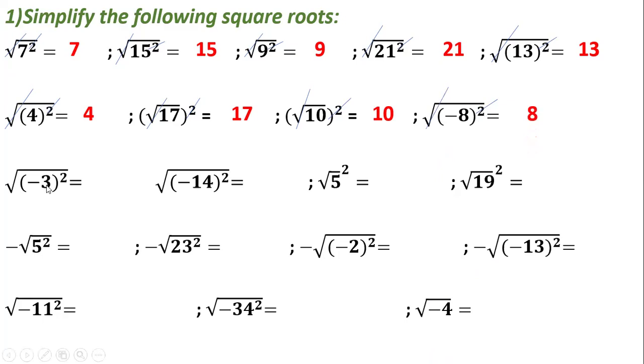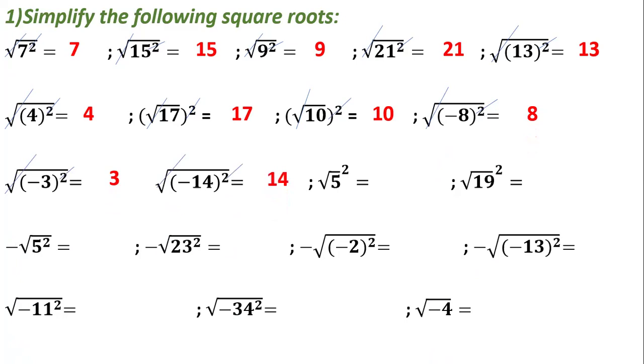This is the same example, a negative base, it becomes positive since we have a square inside. The square cancels the radical, and it comes out as a 3. Radical negative 14 squared, it's the same. The negative becomes positive, the square cancels the radical, and it comes out as 14.